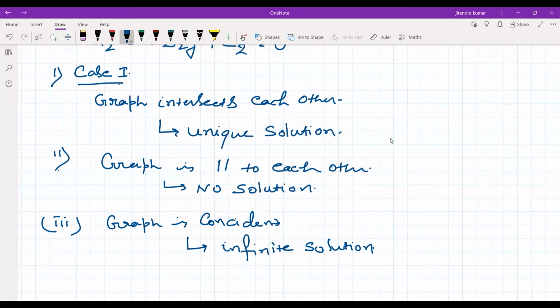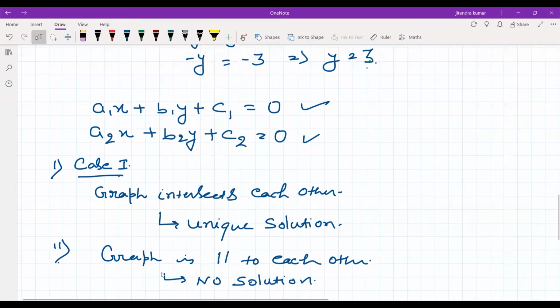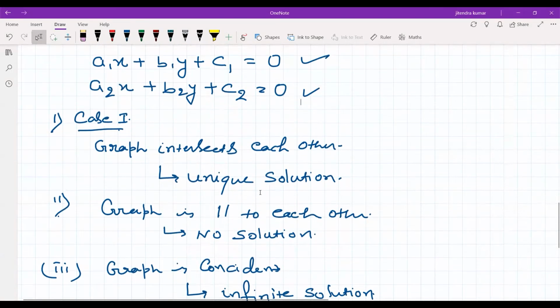Okay, now by seeing these two equations, how can we say whether the two equations are going to intersect each other, or be parallel to each other, or be coincident to each other? So there are conditions. In the first case, if they intersect each other, a1 by a2 is not equal to b1 by b2.